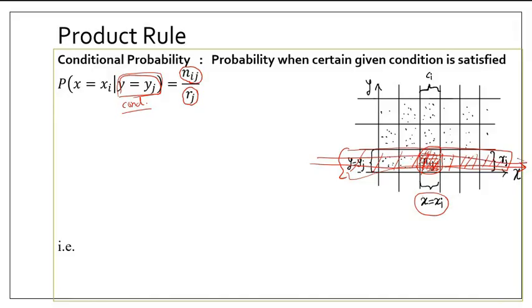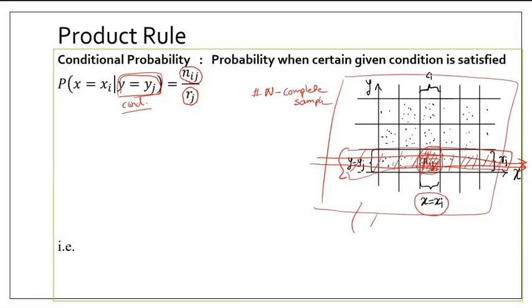I'm not dividing by capital N, where capital N stands for the complete number of samples. So it's the number of samples which are completely spread over this sheet. Say if this is my sheet, then I have N samples on this sheet. Out of that, I am just interested in y equal to yj. So this particular strip, where I know I have samples only rj.